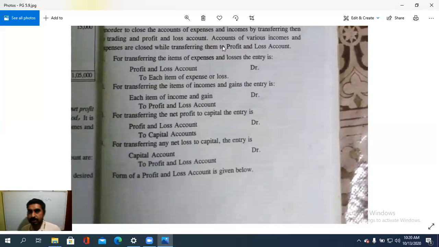For transferring the items of expenses and losses, the entry is profit and loss account debtor to each item of expense or loss.